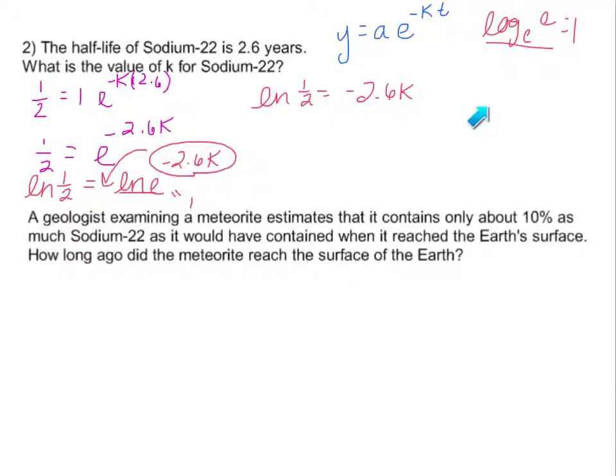The other way is, if you had taken a look at this equation, you would have known that the natural log of 1/2 is equal to negative 2.6k by converting this over to natural logarithms. Either way, you get the same result. So now we'll divide both sides by negative 2.6. So we take the natural log of 1/2 and we divide it by negative 2.6.